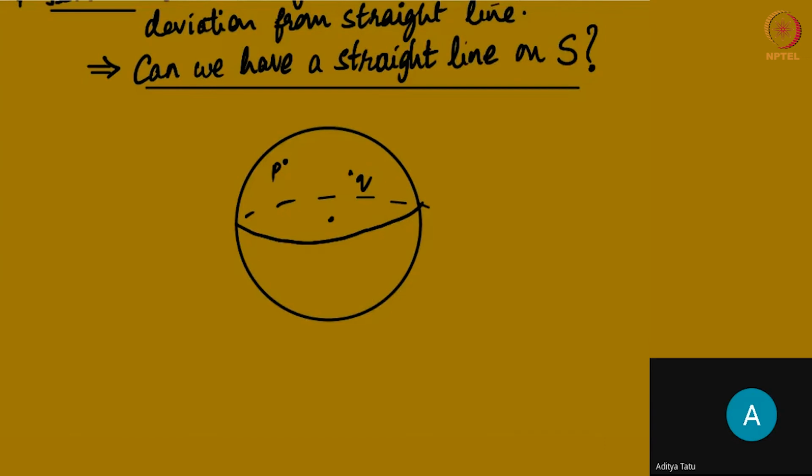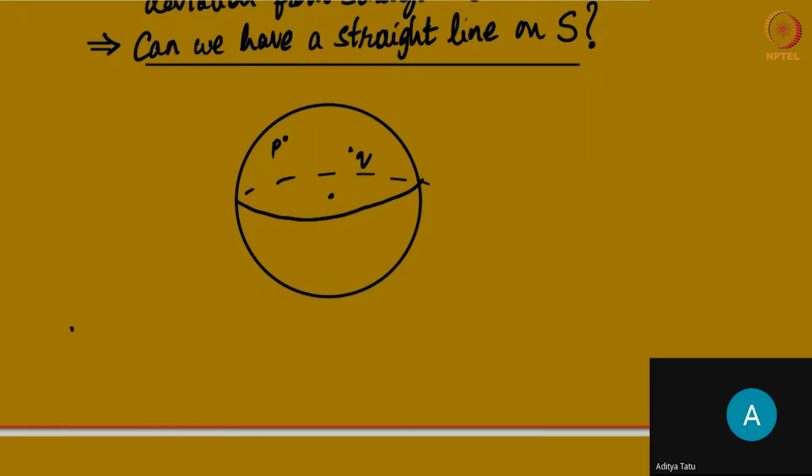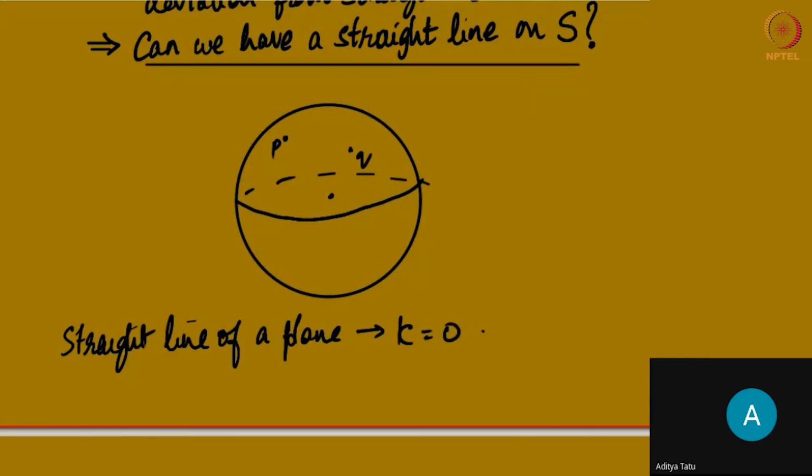And as I said, the first difficulty is, can we have a straight line? Right? So how do you characterize a straight line on a plane? We say a curve is a straight line if curvature is 0, right? At all points, of course. Is that going to be possible? So on a sphere, what would be a straight line?